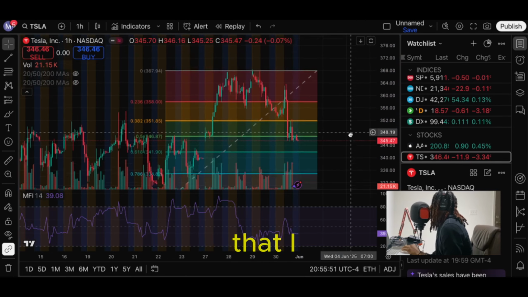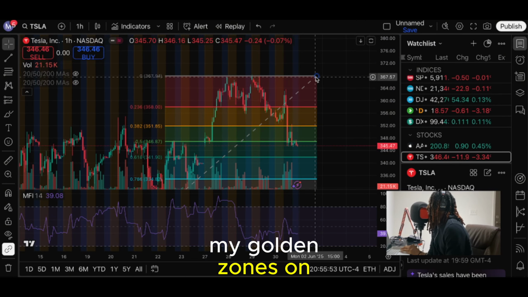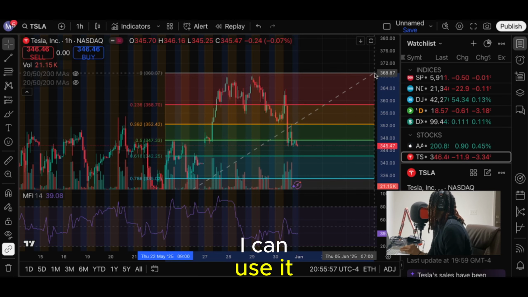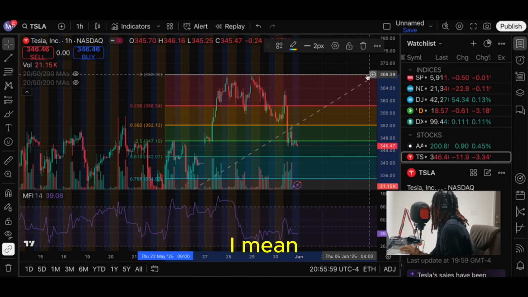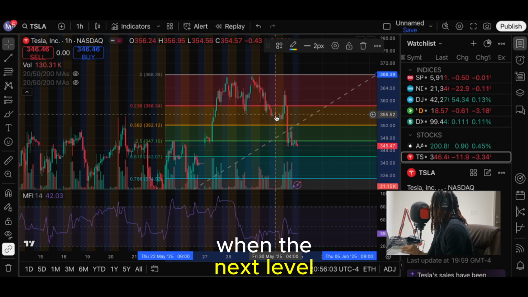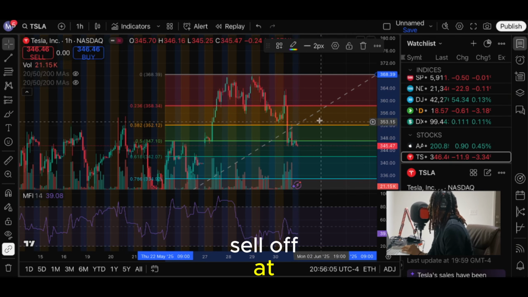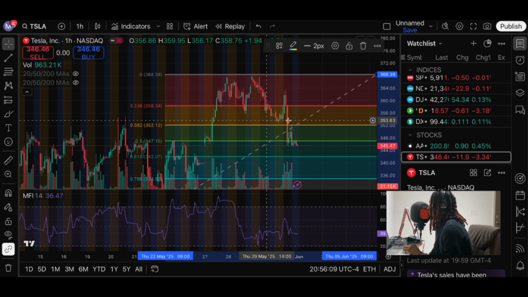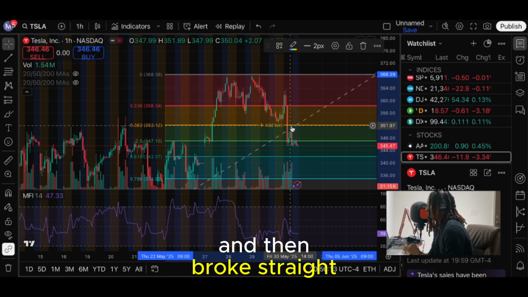And the same way that I can see my golden zones on the bullish end for it to go up, I can use it to get put plays as well. So I can use it to see a good zone to sell off at. As you can see, based off of these recent swing lows and highs, this was the golden zone to sell off at, and then it broke straight through it.